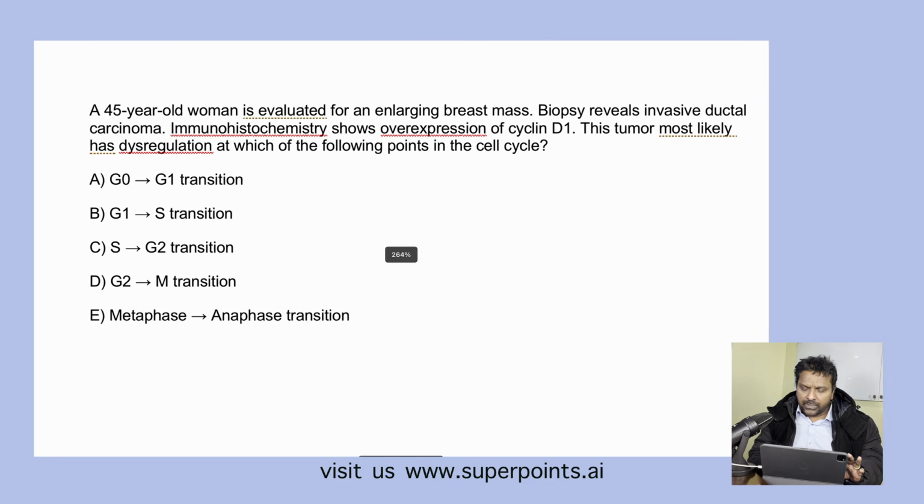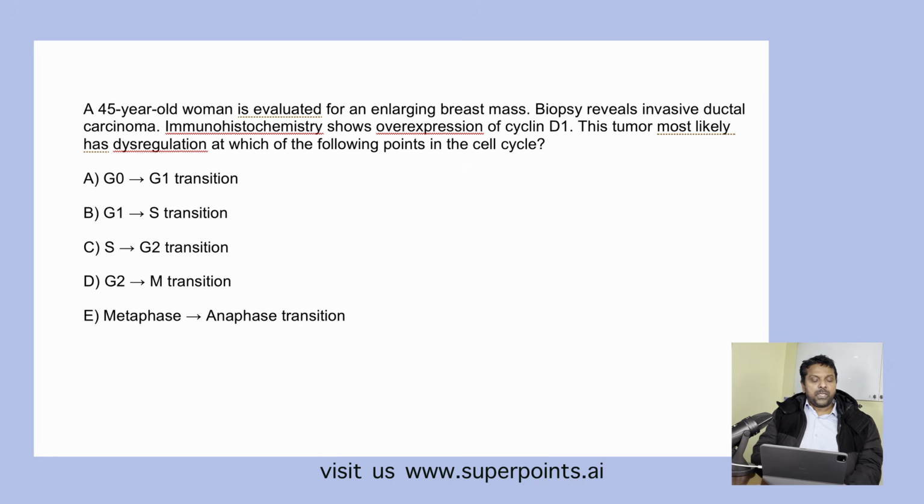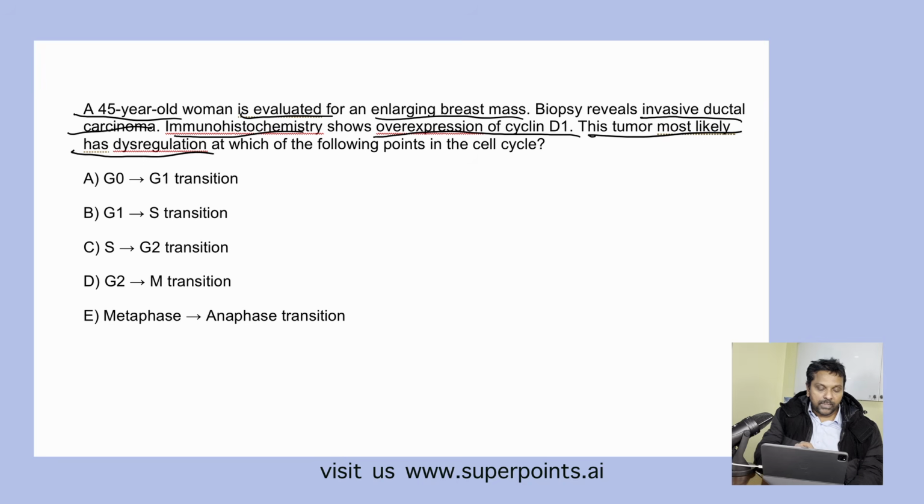Alright. Next, let us go to this question. A 45-year-old woman is evaluated for an enlarging breast mass. Biopsy reveals invasive ductal carcinoma. Immunohistochemistry shows overexpression of cyclin D1. This tumor most likely has dysregulation at which of the following points in the cell cycle? Alright, I gave 5 choices, and choose the best option.